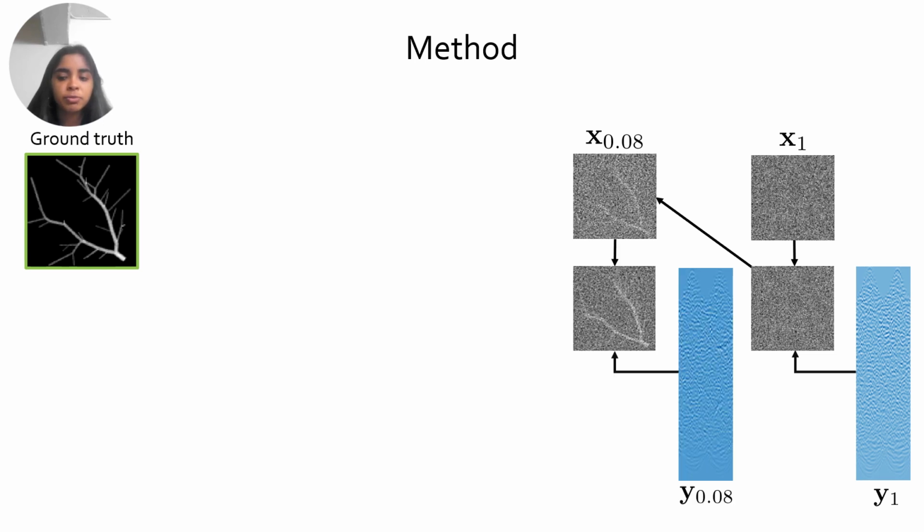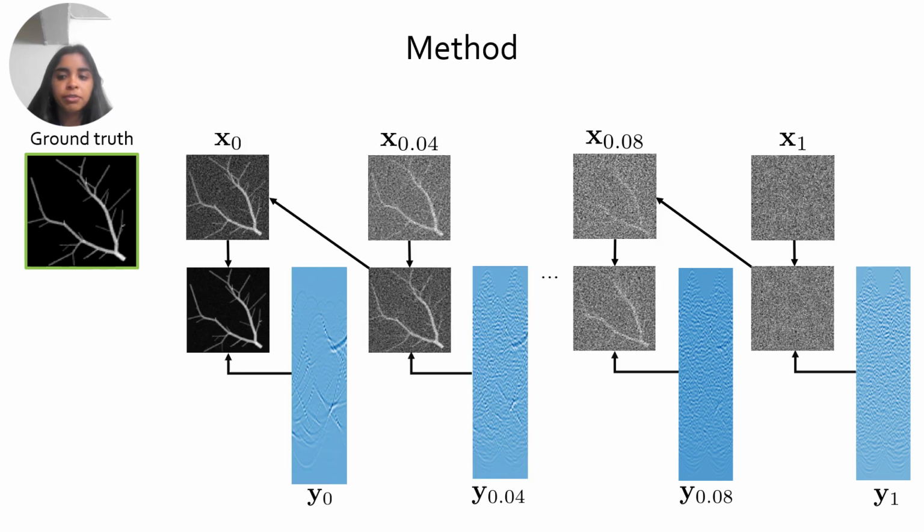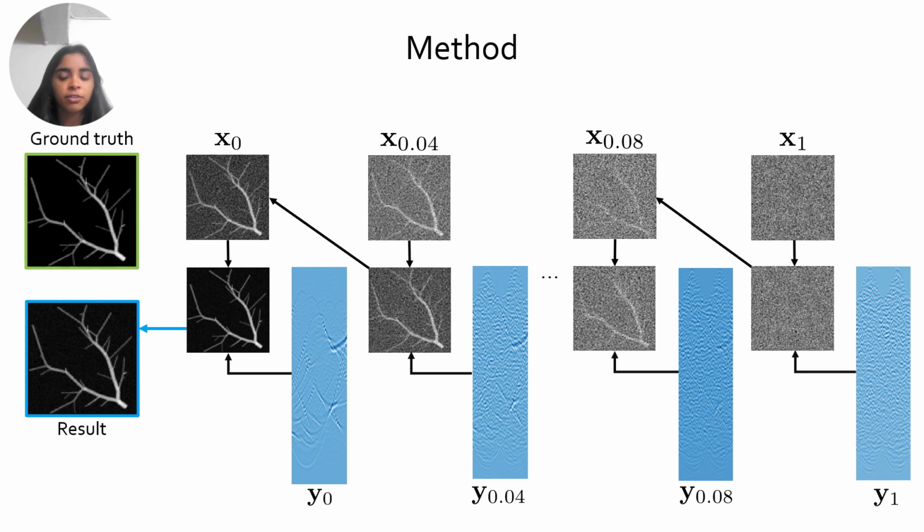Again, we impose measurement consistency and then denoise the image. We keep doing this iterative process, and then at a smaller time t, you can see that the image is much less noisy. Once t is about 0, we have a clean image that is consistent with both the prior as well as the measurements. We output this final image as a conditional sample to solve the inverse problem.